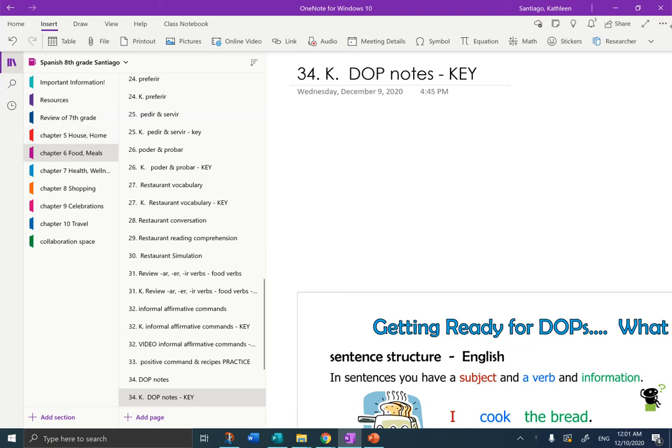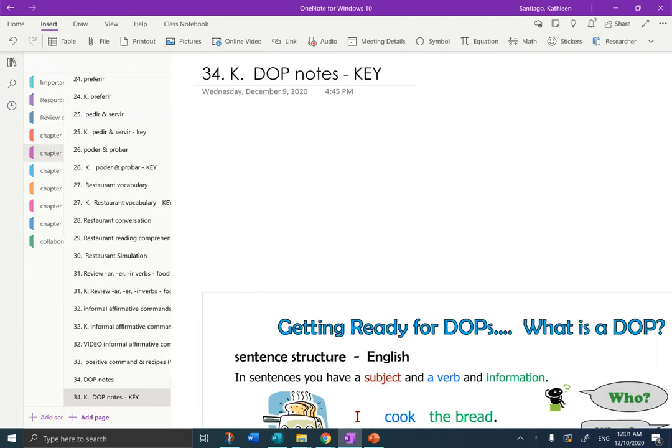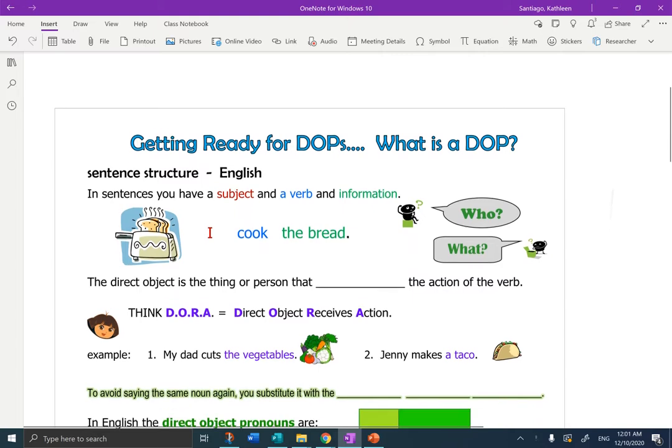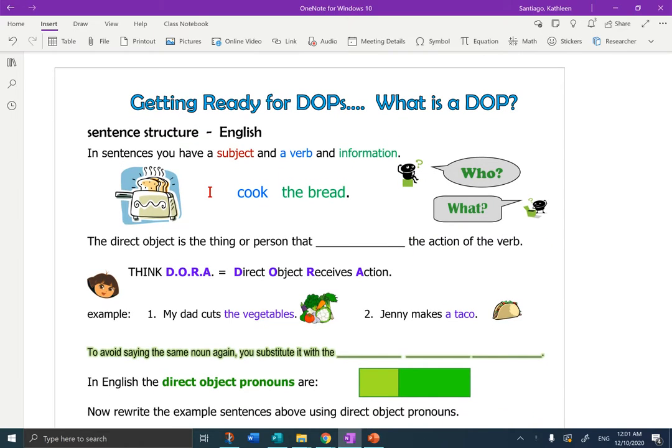I'm in your OneNote, Chapter 6, page 34, Direct Object Pronoun Notes. I'm going to eliminate the table of contents, and let's get started with the notes. So getting ready for DOPs, we have to start in English first.